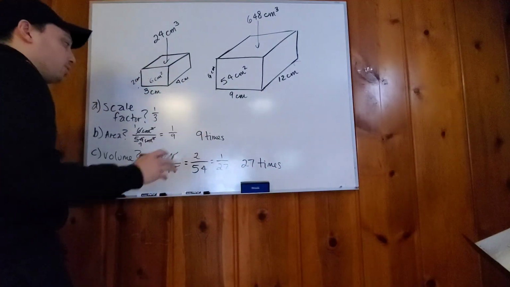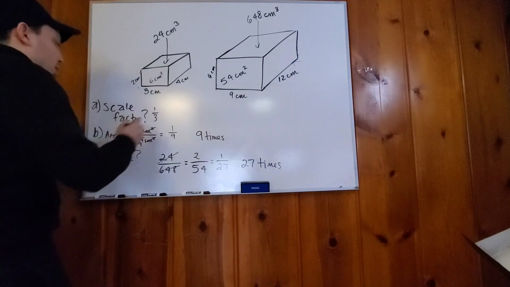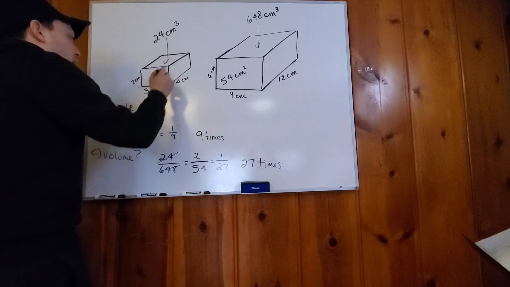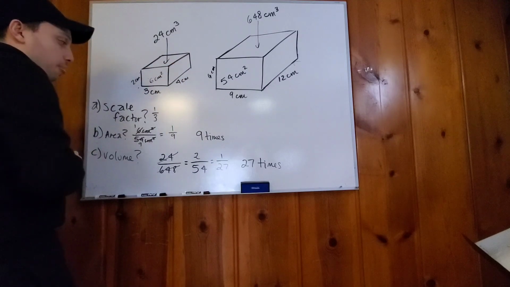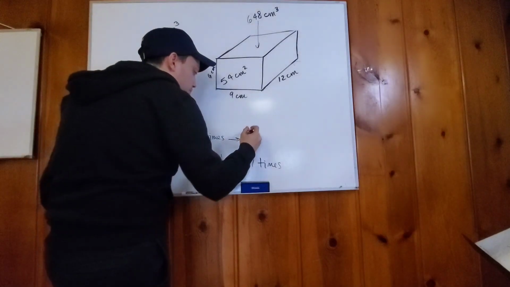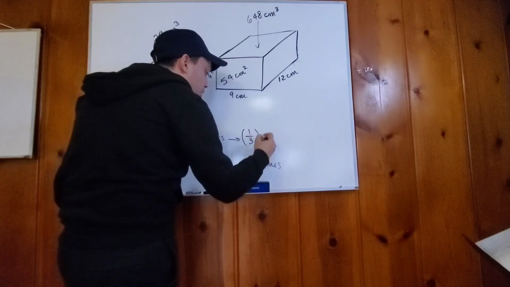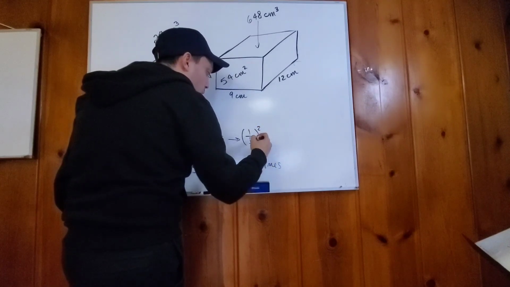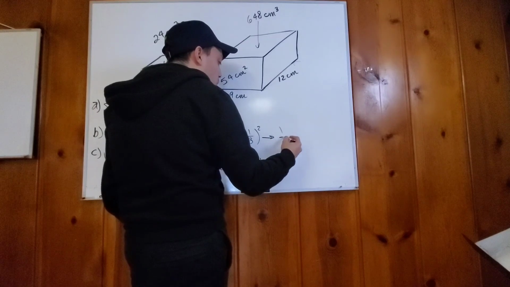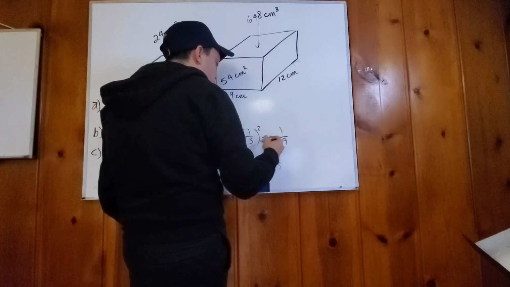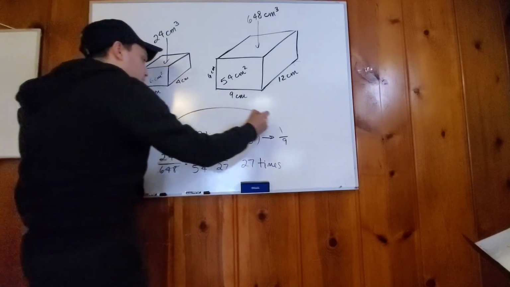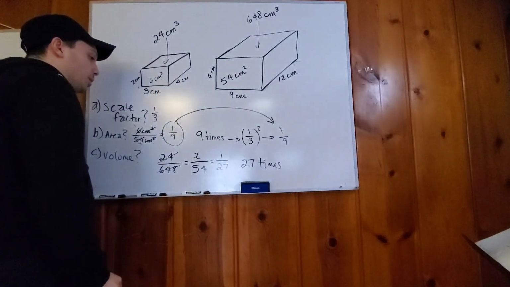Now wait, before we finish here, I want you to understand something. When it is just the lines or the sides, it will be 1 to 3. But when it's the area, it will be 1 to 3 squared, or 1 over 3 squared. What does that mean? It means that it will be 1 over 9, because 1 squared is 1 and 3 squared is 9. Look at that. It's the same thing as in here.